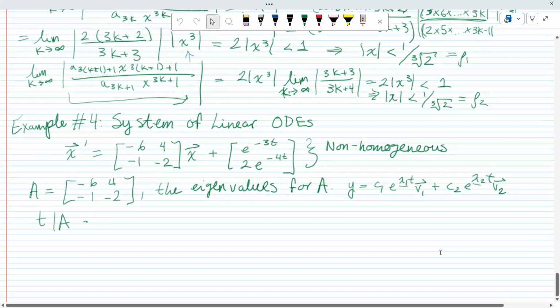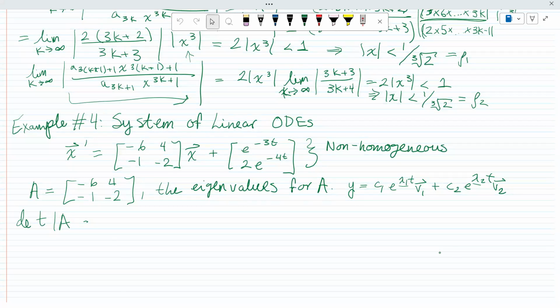Zoom in. All right. So we have the determinant of A minus lambda I, which we computed to just be lambda plus 4 squared, which is equal to 0. So that would imply that lambda 1 is equal to lambda 2 is equal to -4. Because we have equal roots, this solution is actually going to look a little bit different.